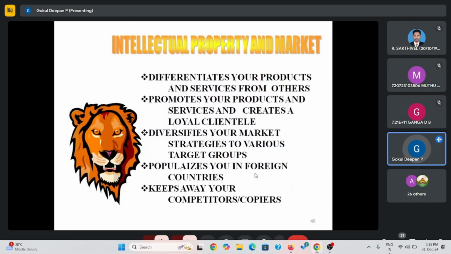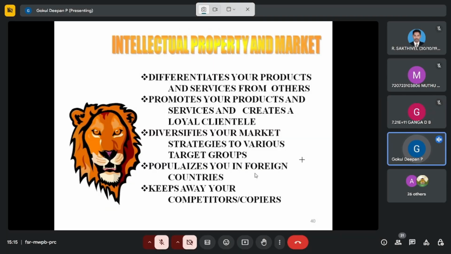So intellectual property differentiates your products and services from others, promotes your products and services, and creates a loyal customer base, diversifies your market strategies to various target groups, and popularizes your brand in foreign markets.